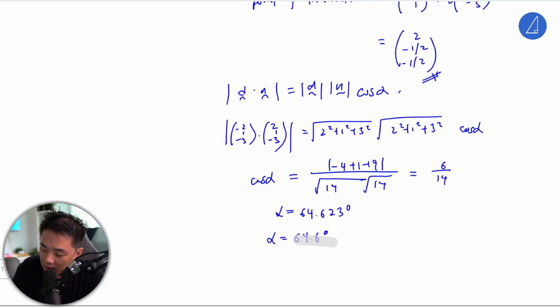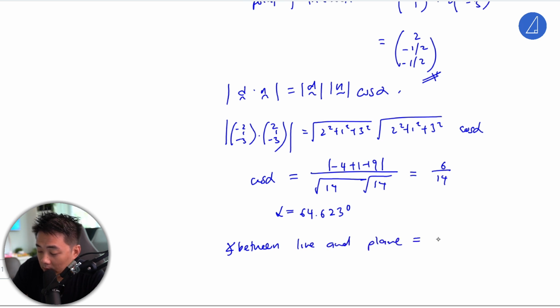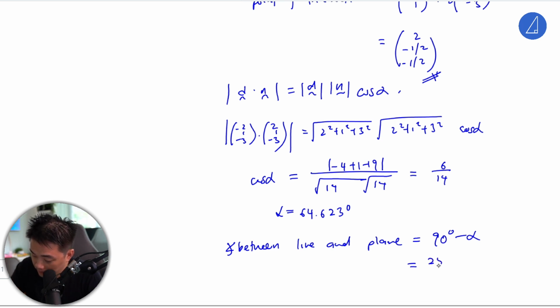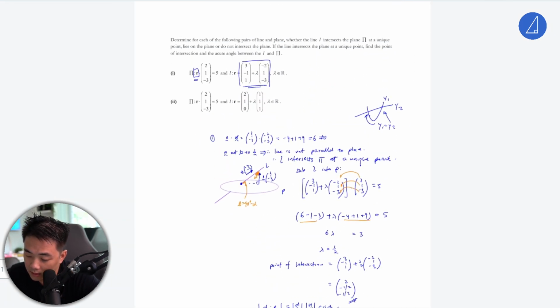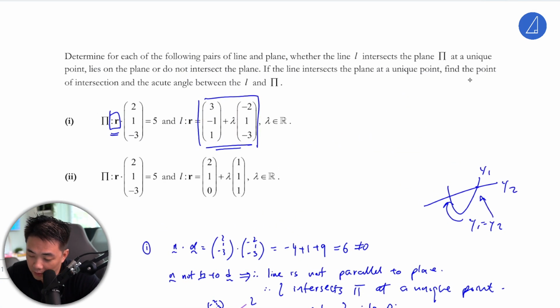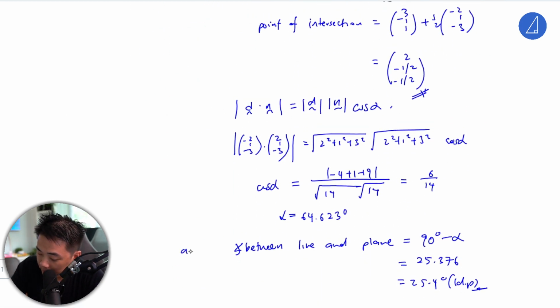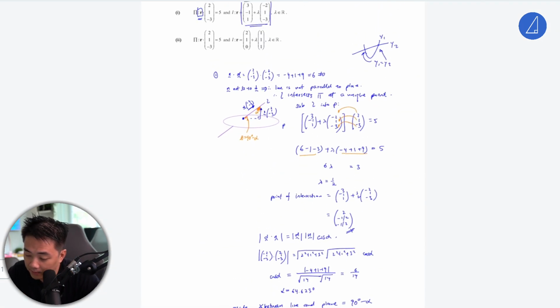So the angle between line and plane is equal to 90 minus alpha. That will be 25.41 degrees. Okay, so that is it. Anything else? I need to find the acute angle between L and pi. So this is the first part done.